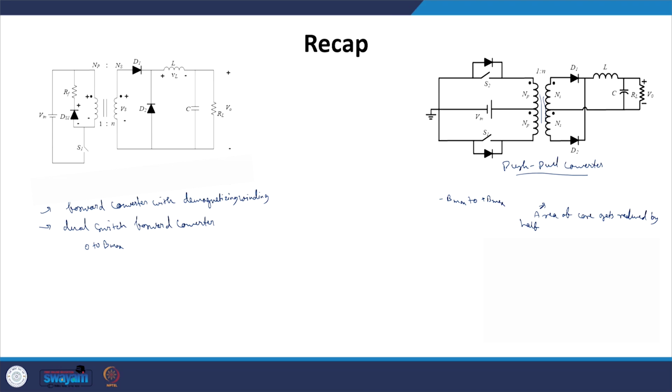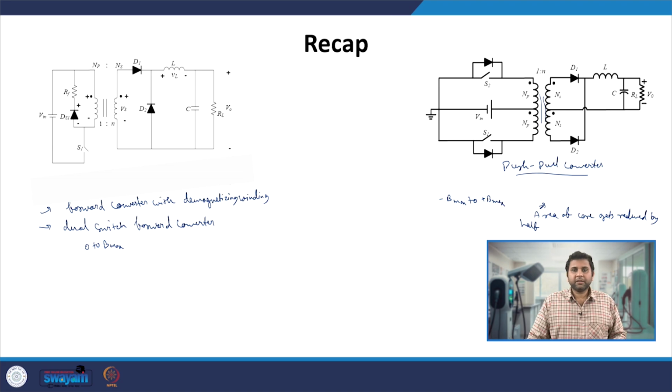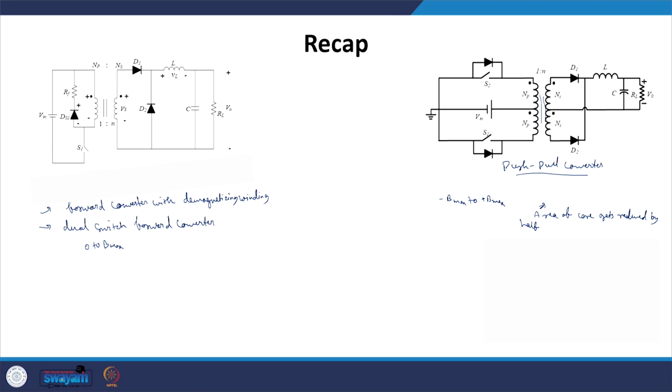Now we have seen different disadvantages also with this push pull converter, like the voltage kickback issue due to the leakage inductance of these windings. And then we have seen that the switches have to be sized for twice the voltage rating. Those were some of the disadvantages we have seen with the push pull converter.